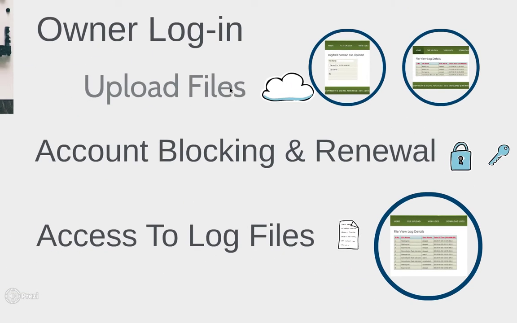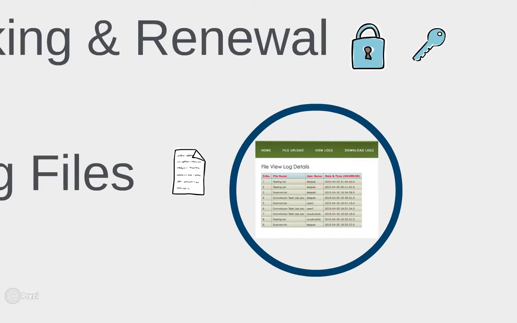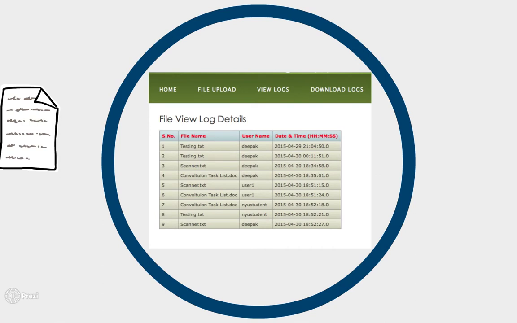So suppose an attacker tries to hack into a user account using brute force attack, and after 3 unsuccessful attempts, the account will be blocked, and the administrator will be notified. So if the user wants to again log into his account, he has to contact the administrator. Access to log files. Owner as well as the admin has the access to log files. There are two different types of log files, that is the view log file and download log file.